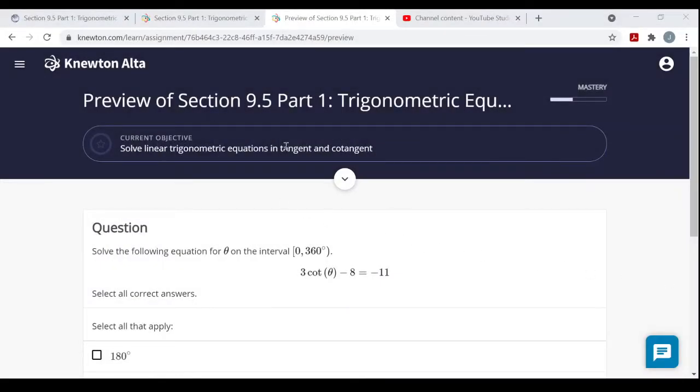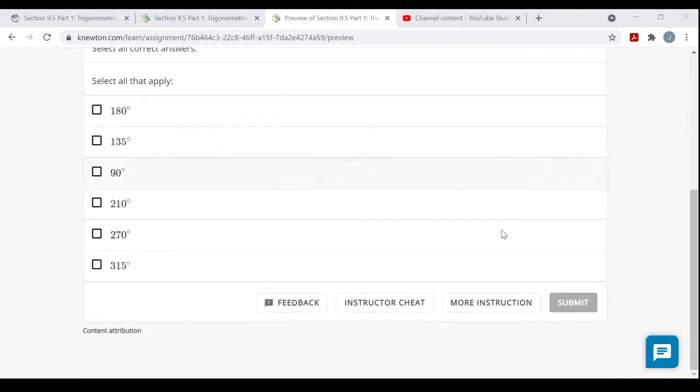So again, if you want to see more about this, how they're teaching you, click on more instruction, look at their notes, their examples, their videos.